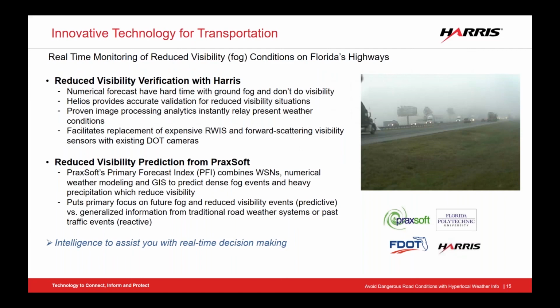So I want to talk a little bit about some of the studies that we've been doing with some of our partners and also with Florida DOT. One of the biggest and most problematic weather events is fog. Fog is inherently localized, very hard to detect, very hard to predict. As a matter of fact, numerical forecasts have a very hard time with ground fog. They're good at looking at winds and atmospherics that are a little bit above ground fog, but they have trouble with ground fog, and they really don't do visibility very well.